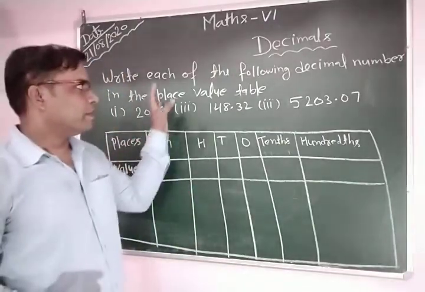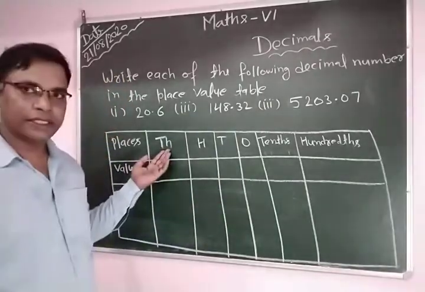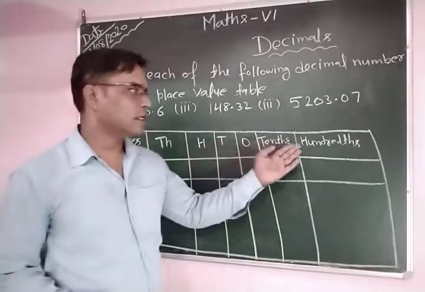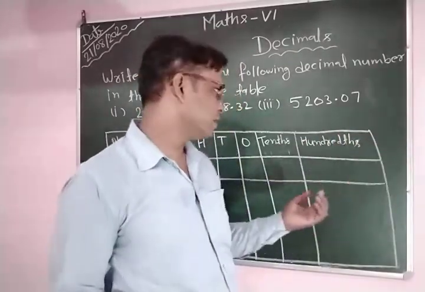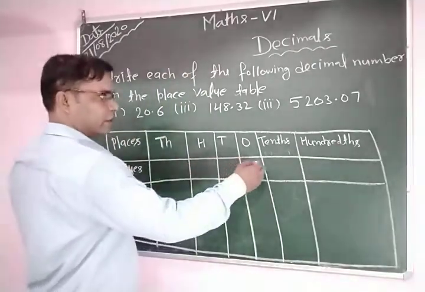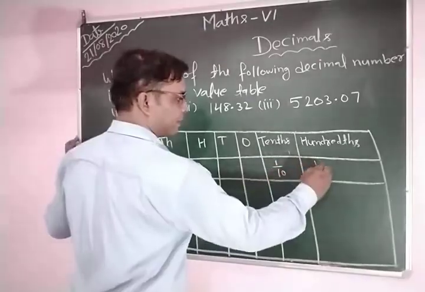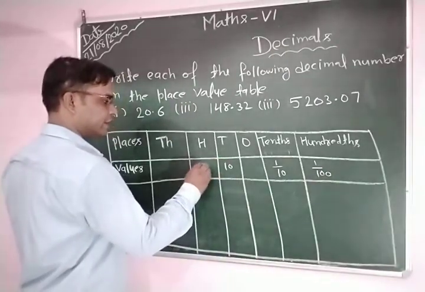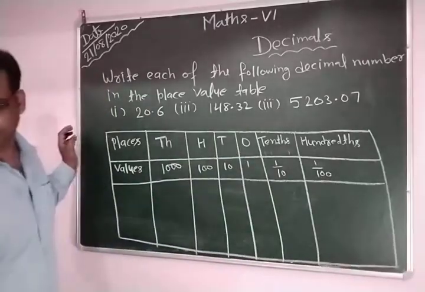Here we plot the place value table: thousands, hundreds, tens, ones, tenths, hundredths, thousandths. Okay, a lot of numbers. These are decimal numbers, and the value of this is 1 by 10. This is 1 by 100. This is 10. This is 100. This is 1000. This is 1. Clear?